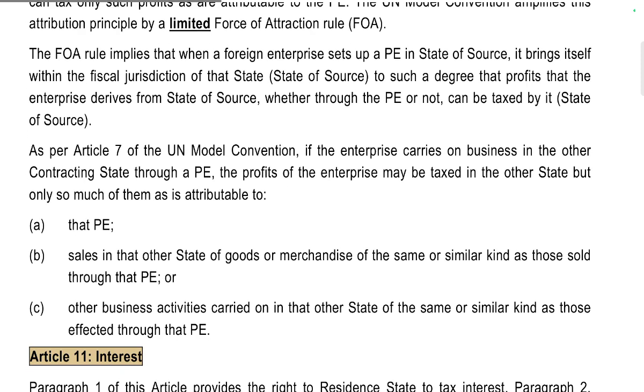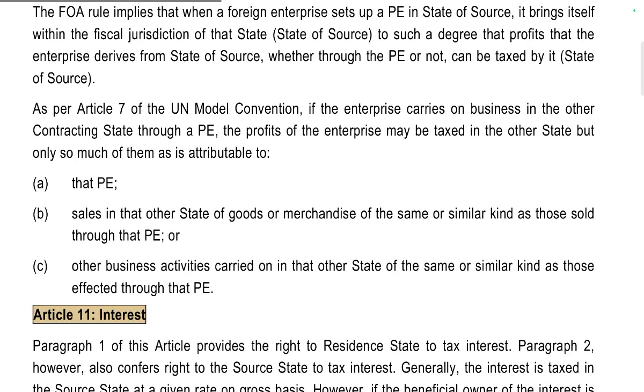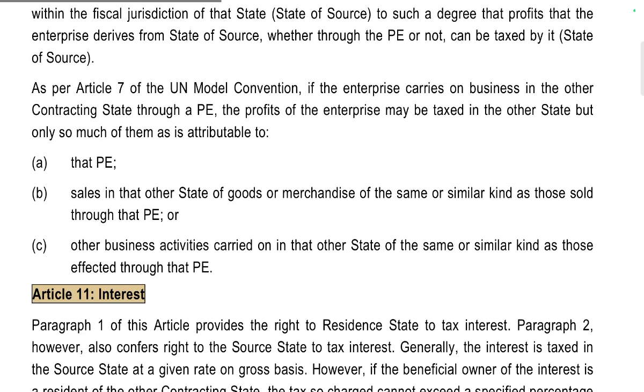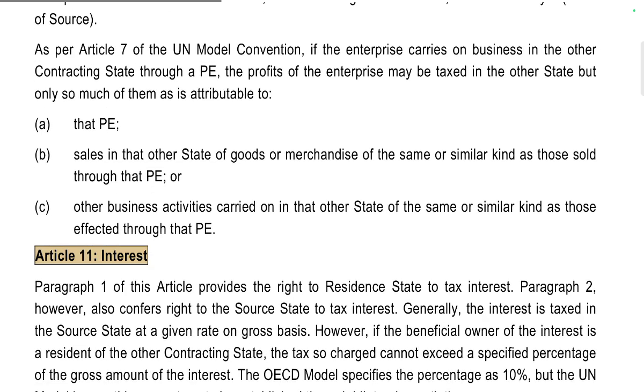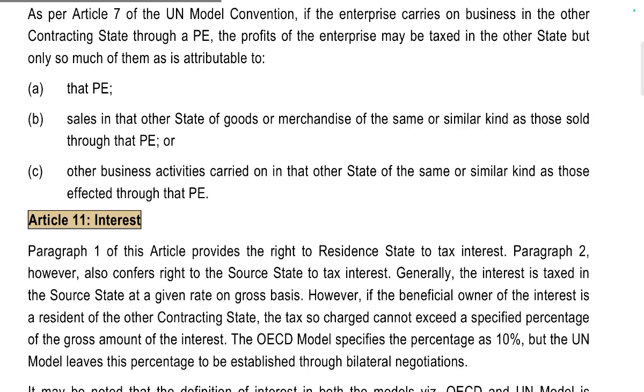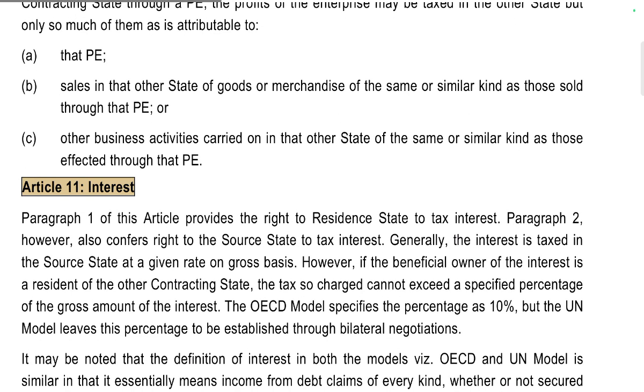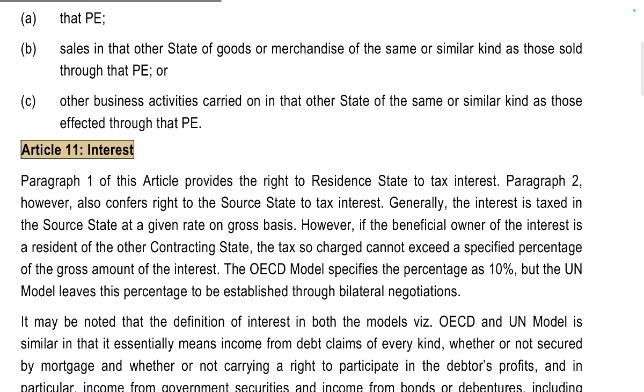Under Article 7 of the UN Model Convention, if the enterprise carries on a business in the other contracting state through a permanent establishment, the profits of the enterprise can be taxed in the other state, but only so much of them as is attributable to the permanent establishment. Still, in that other state, sales of goods or merchandise of the same or similar kind as those sold through the permanent establishment, and other business activities carried out in the other state of the same or similar kind as those effected through the PE, may also be taxed.